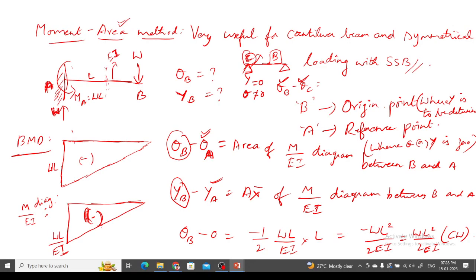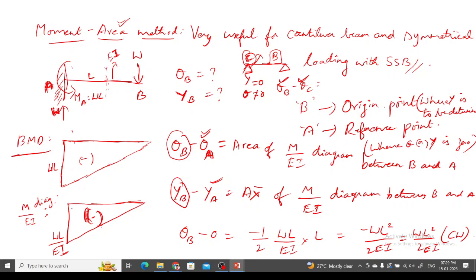So with respect to YB minus YA, can you write what it is? YB minus YA is actually 0, which equals A X bar of the M by EI diagram. For this, you have to calculate the moment of area. How can you calculate the moment of area of this M by EI diagram? Area into its centroid. Centroid, yeah.